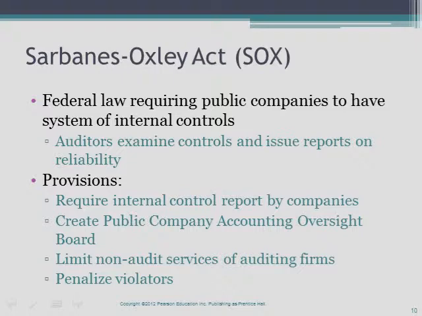SOX revamped corporate governance in the United States and profoundly affected the way that accounting and auditing is done in public accounting. Here are some of the SOX provisions. Public companies must issue an internal control report, and the outside auditor must evaluate and report on the soundness of the company's internal control. The Public Company Accounting Oversight Board oversees the audits of public companies. An accounting firm may not both audit a public client and also provide certain consulting services for that same company, and there are stiff penalties that await violators.